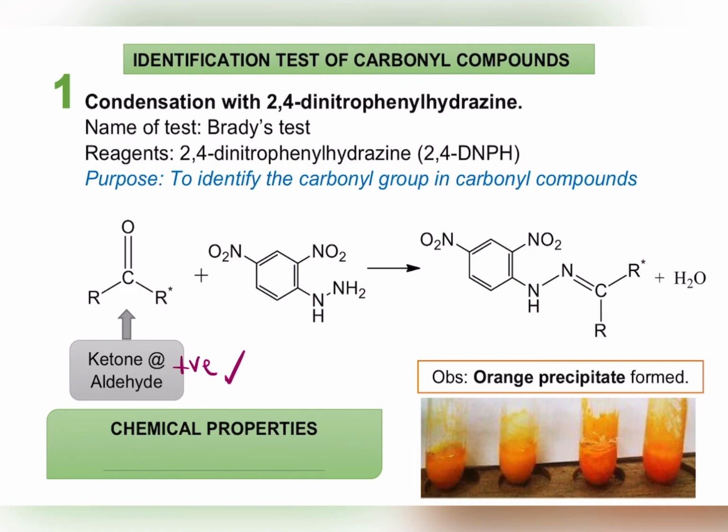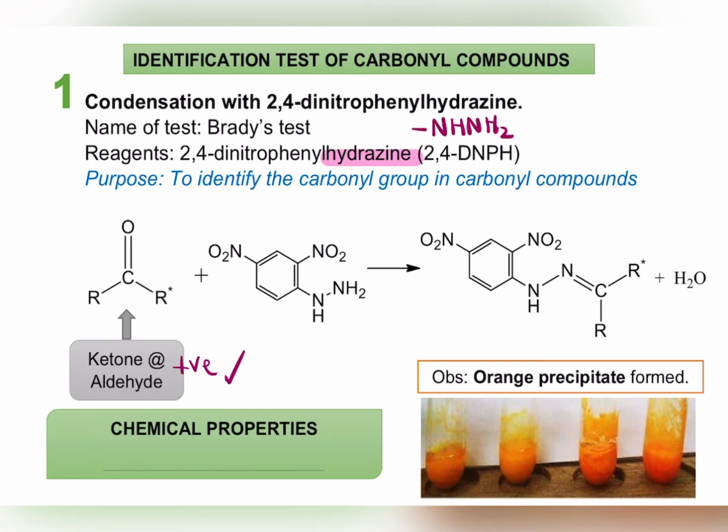So how does the reaction happen? First thing first, when you want to write the equation, you are going to draw the structure of 2,4-DNPH when it reacts with ketone or aldehyde. I'm going to teach you how to draw this reagent. First, you have to know the structure for hydrazine. Hydrazine is NH2. So this is the structure for hydrazine.